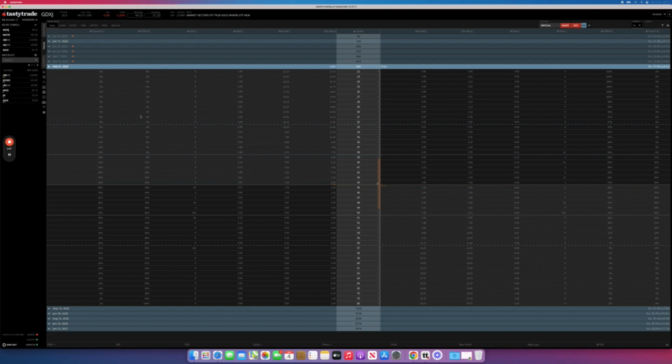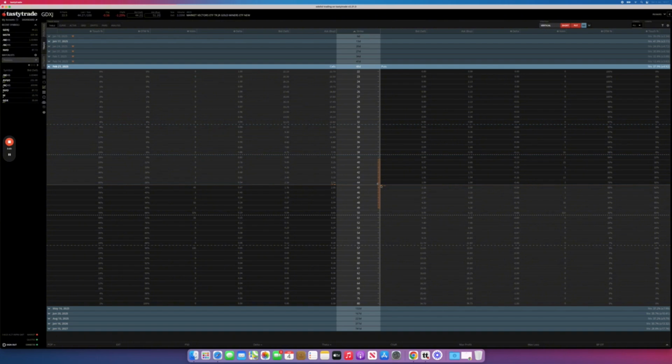At this point, we can see a list of strikes here in the middle. We've got calls on the left, puts on the right. This orange horizontal bar shows us where the price of GDXJ currently is with respect to the strikes, and this vertical orange bar shows us what the expected move is of GDXJ over the next 48 days.